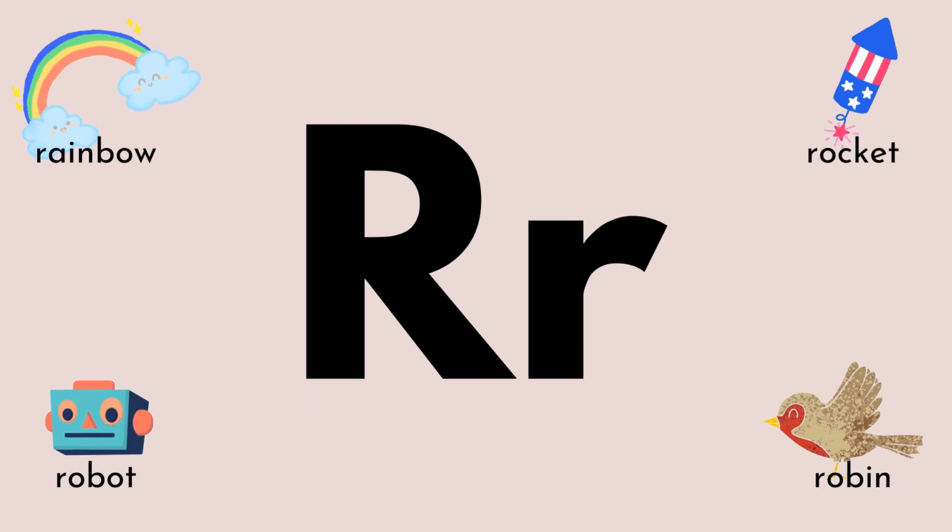Letter R. The sound is r. Say r, like rainbow, rocket, robot, robin.